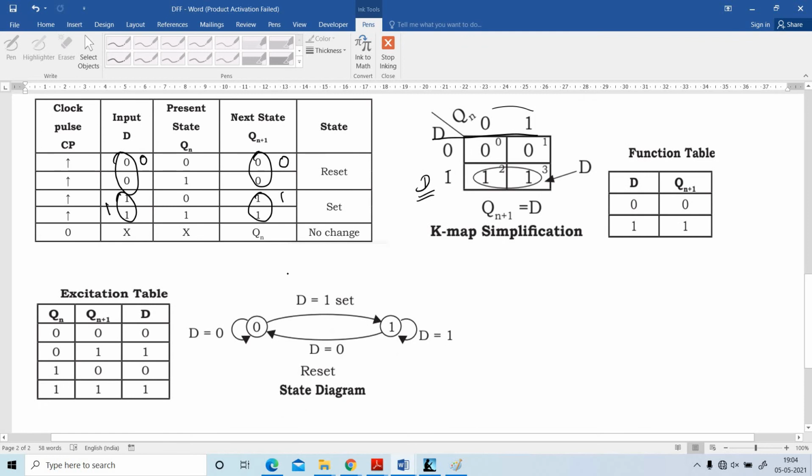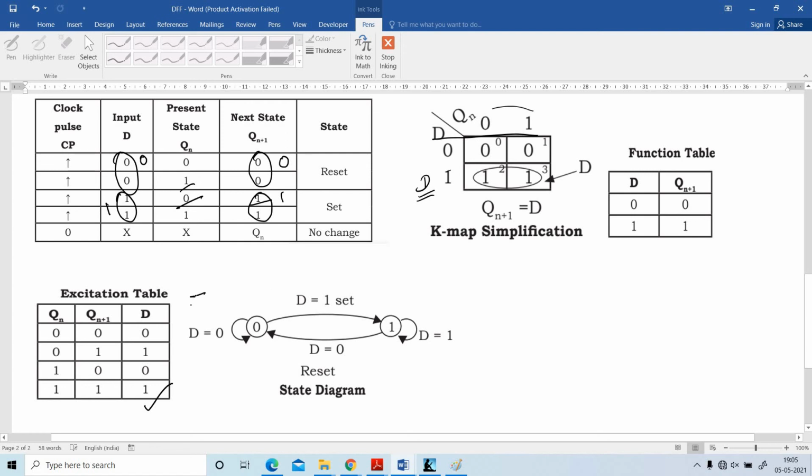And next I am going to explain how to draw the excitation table. To draw the excitation table, in the first column take Qn, second Qn plus 1, third is D. First Qn: 0, 0, 1, 1, alternating zeros and ones. Both 0, D is equal to 0. 0 and 1, D is equal to 1. 1 and 0, D is equal to 0. Both equal to 1, D is equal to 1. This is the excitation table.